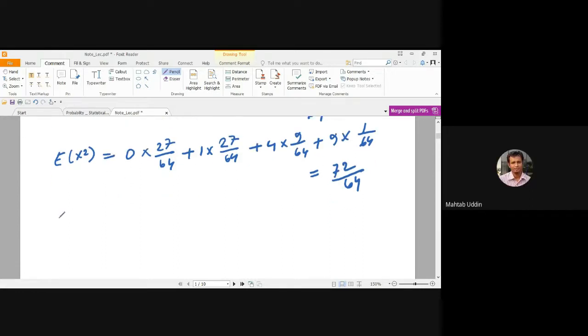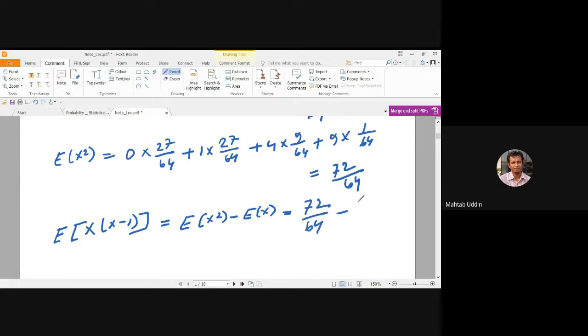Now they said to find expectation of x minus 1. Then using the linearity property, you can write expectation of x squared minus expectation of x. Then 72 by 64 minus 48 by 64. That is 24 by 64.